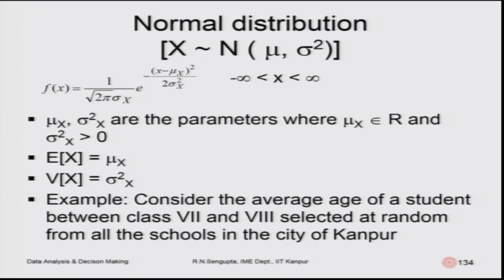Here the PDF is given by, as you can see from the formula, 1 by square root of 2 pi, in the denominator you have sigma suffix x, multiplied by, in the numerator, exponential or e to the power minus in the bracket x minus mu whole square divided by 2 sigma square. Here mu suffix x and sigma square suffix x are the parameters such that mu can be anywhere on the real line from minus infinity to plus infinity, and obviously sigma square would be greater than 0. The expected value is given by mu suffix x or mu.